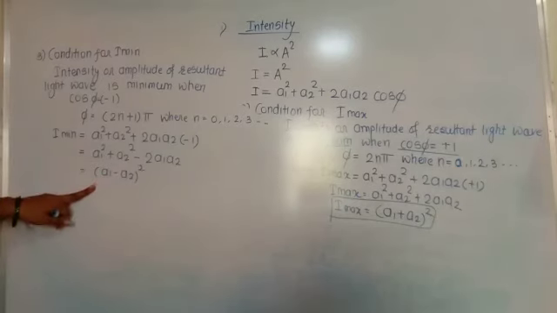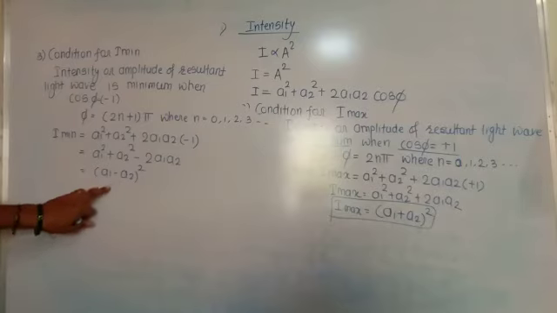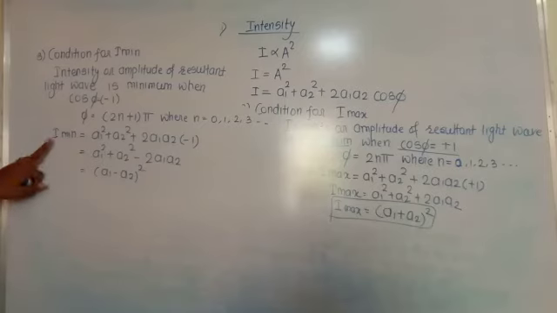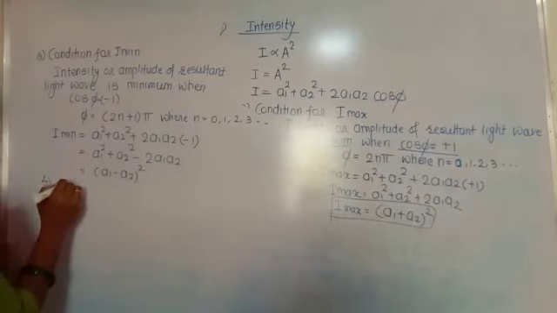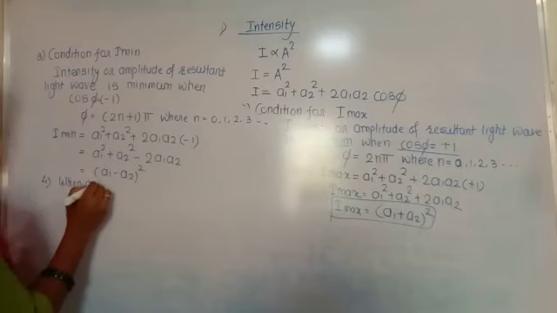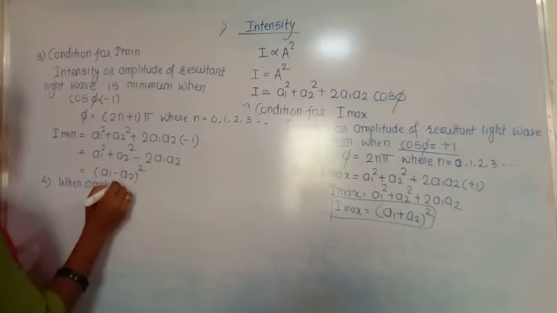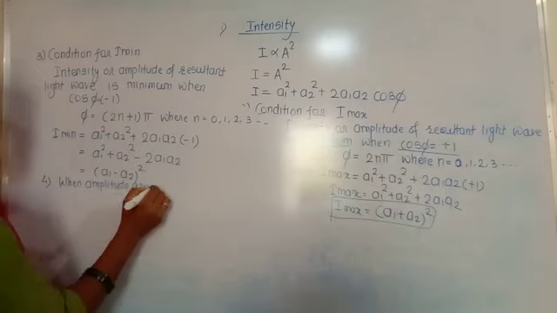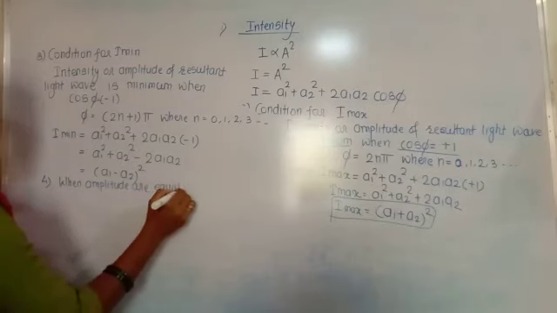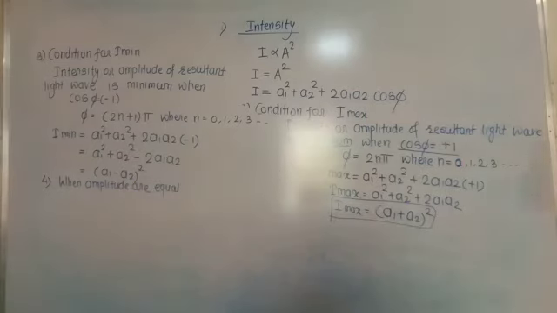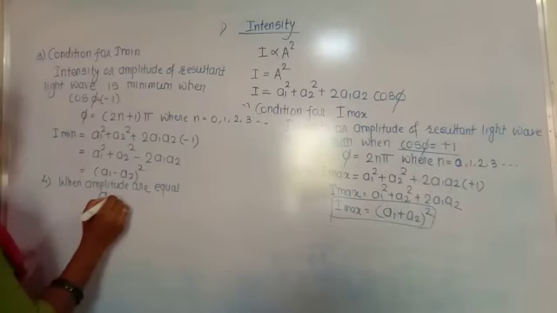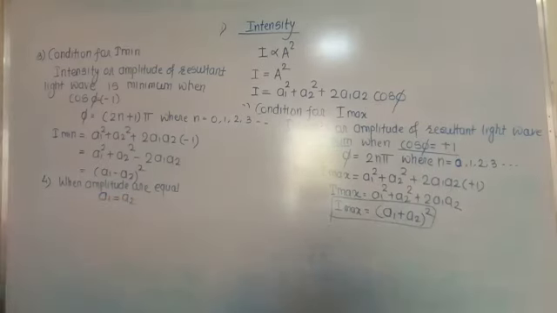That means the square of the subtraction of the amplitudes of the two light waves, at that time the intensity becomes minimum. And last one, fourth, when the amplitudes are equal. Okay, so when the amplitudes are equal, we have a1 is equal to a2.